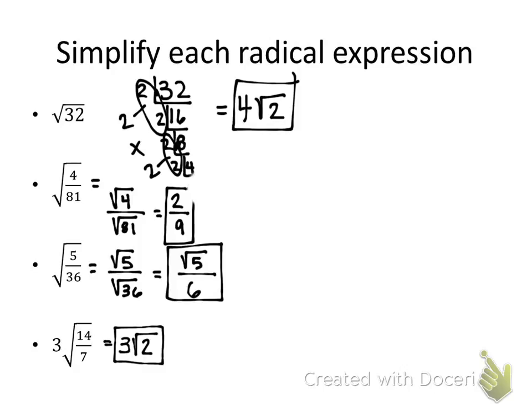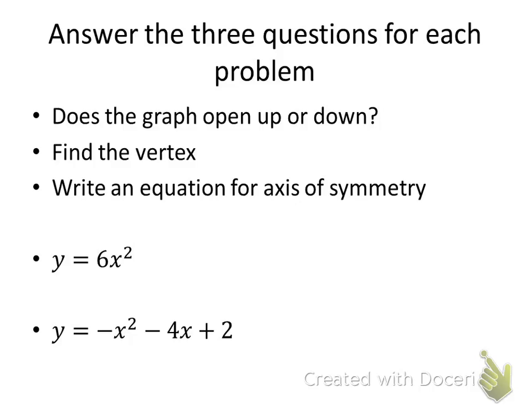So then we turn to the back page of your review sheet, and we're going to get into where we started graphing. Answer the 3 questions for each problem. Does the graph open up or down? Find the vertex, and write an equation for the axis of symmetry. Okay? So here's our first equation right here. Y equals 6x squared. Before we do anything, let's label A, B, and C so that we know exactly what each of them are. What's A? 6. What's B? 0. What's C? 0. Because there is no B and C. There's nothing here at all, so it has to be 0.